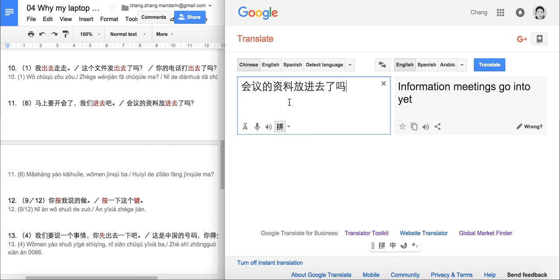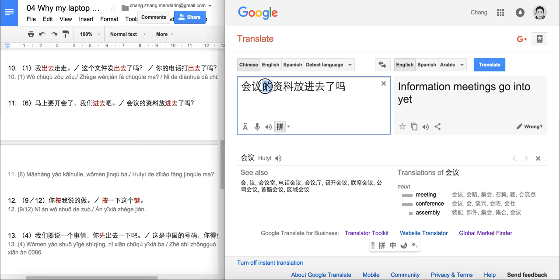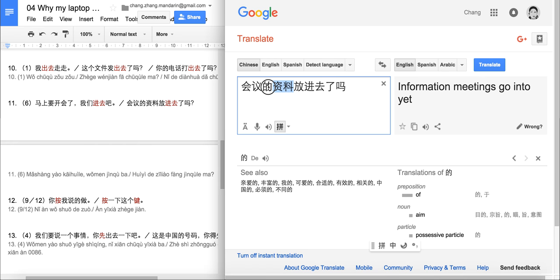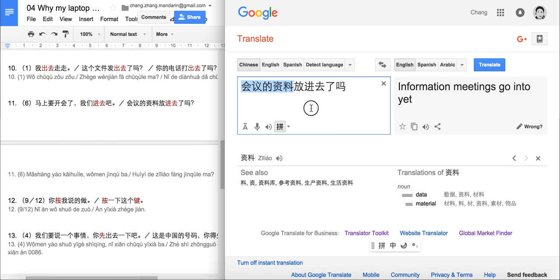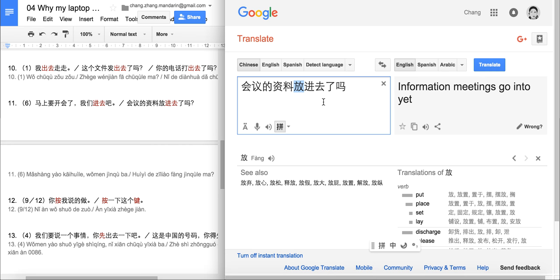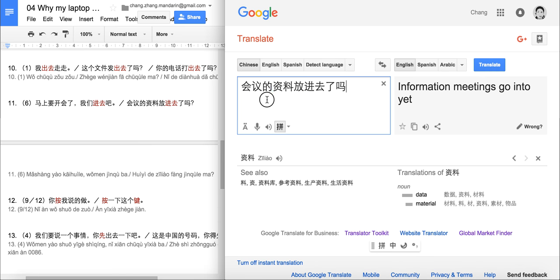Next one, 会议的资料放进去了吗？This sentence sounds like the boss is talking to the secretary holding a folder of the meeting, just before the meeting starts. 会议 means meeting, 资料 means material, the material of the meeting. Have you already put the material of the meeting inside?